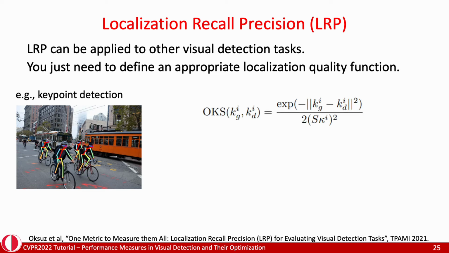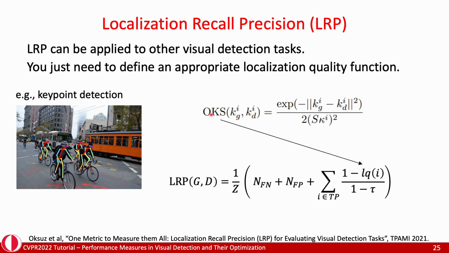An appropriate localization quality for this task is what is called the object key point similarity function, OKS for short. It basically computes the distances between the ground truth point and the predicted point. Then the negative of this is passed through an exponential function. Finally, you plug this in the LRP formula. This OKS is substituted here for LQ. And the rest is just the same as the object detection case that we described in the previous slides.